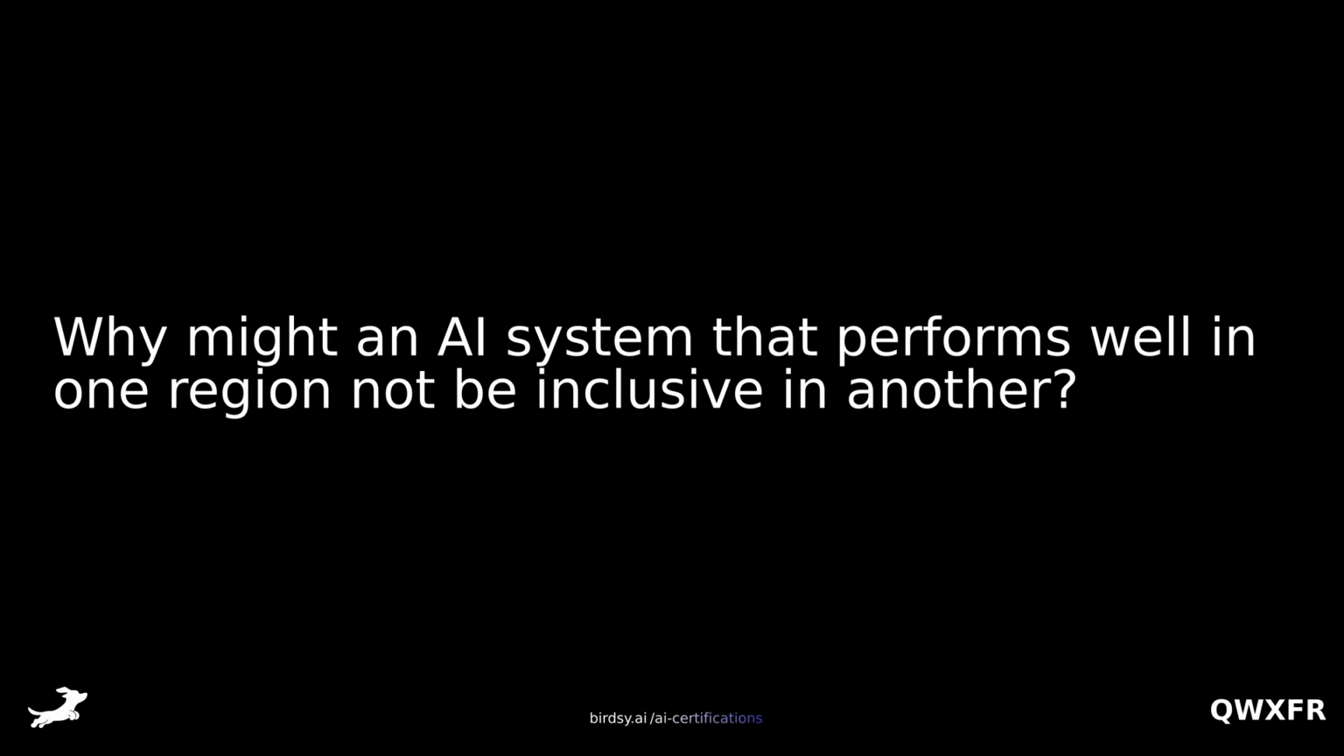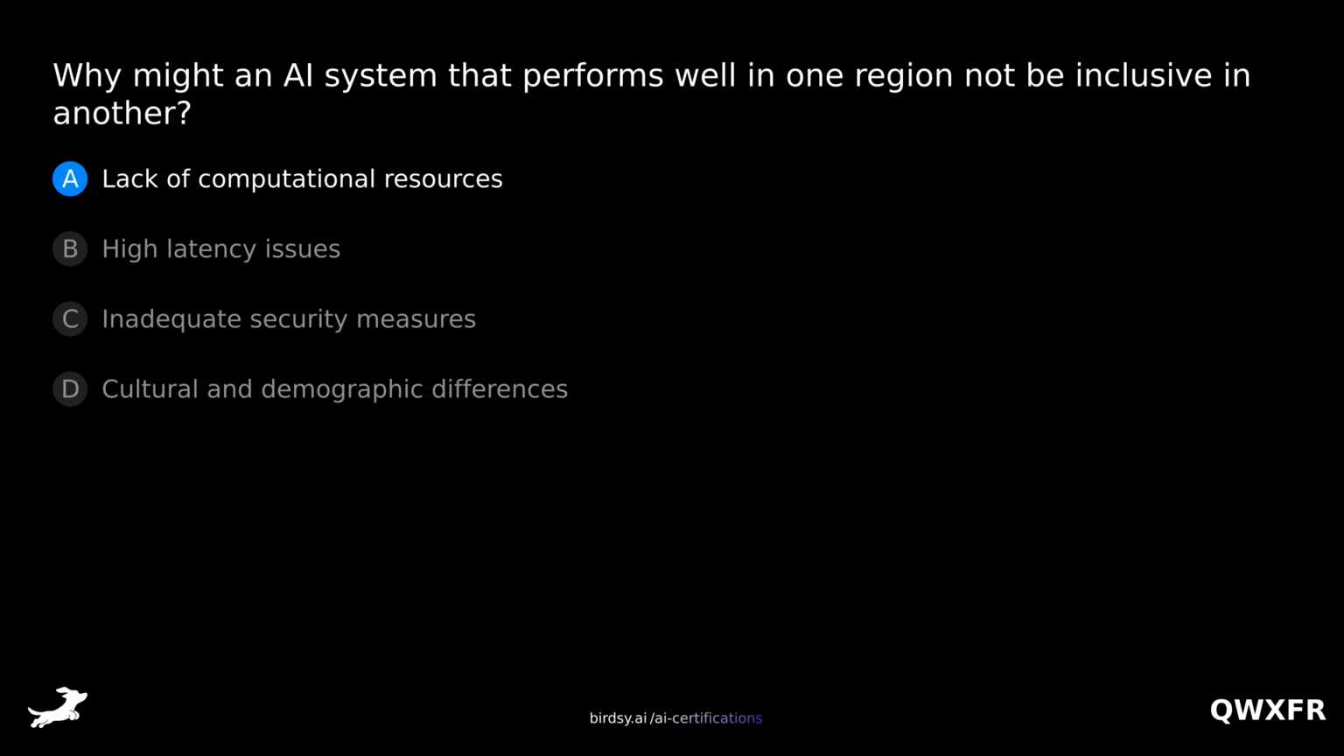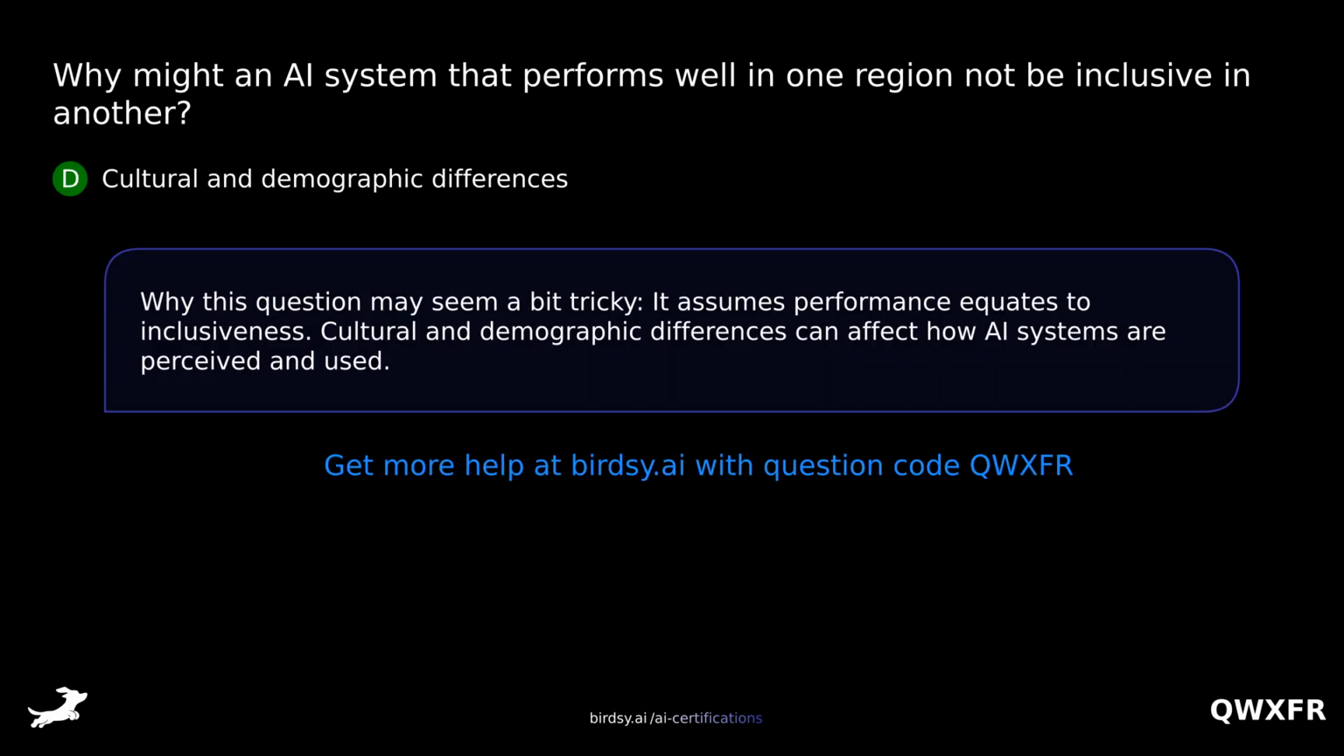Why might an AI system that performs well in one region not be inclusive in another? Is it A, lack of computational resources, B, high latency issues, C, inadequate security measures, or D, cultural and demographic differences? The answer is D, cultural and demographic differences. Why this question may seem a bit tricky? It assumes performance equates to inclusiveness. Cultural and demographic differences can affect how AI systems are perceived and used.